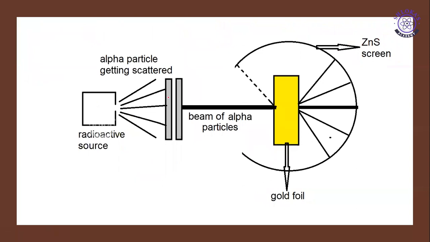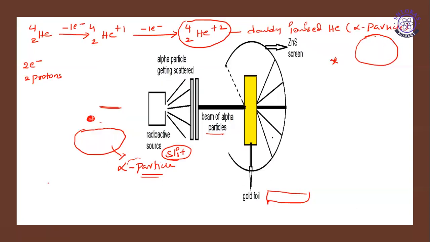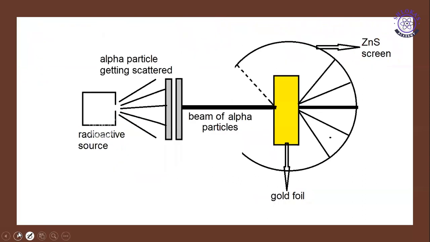Draw it into your notes and write the definition of the alpha particle here. What is the definition of the alpha particle? A doubly ionized helium particle is called an alpha particle. And what is the charge on the alpha particle? It is positive, and in magnitude it is +2 charge. Next we should go for this diagram. You have to draw it.